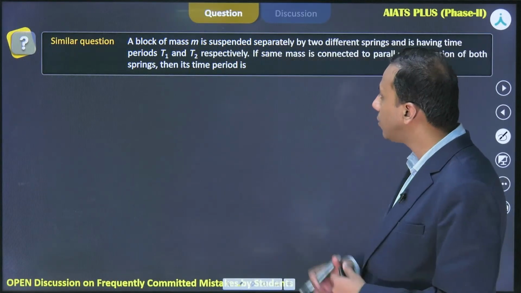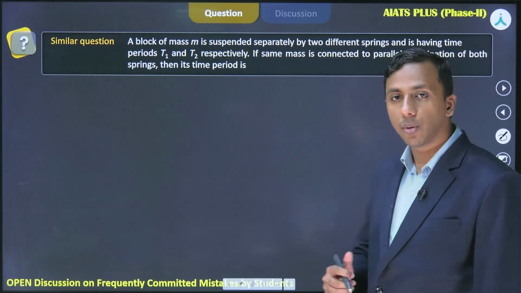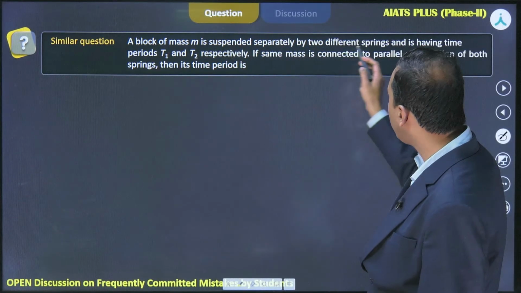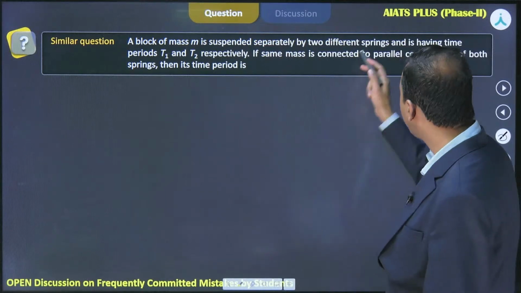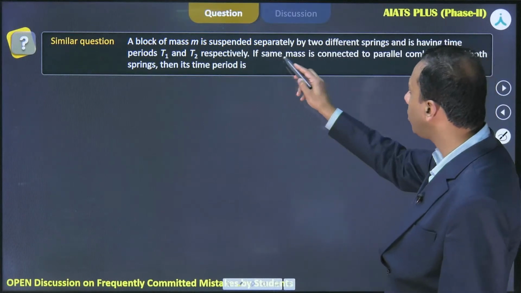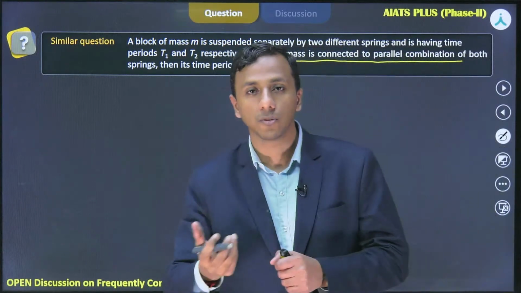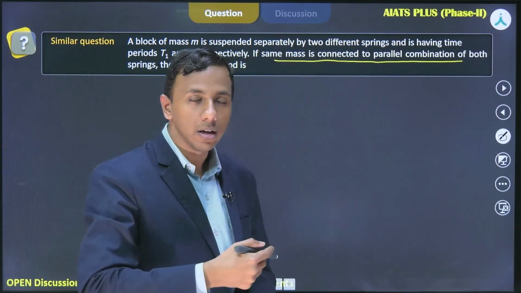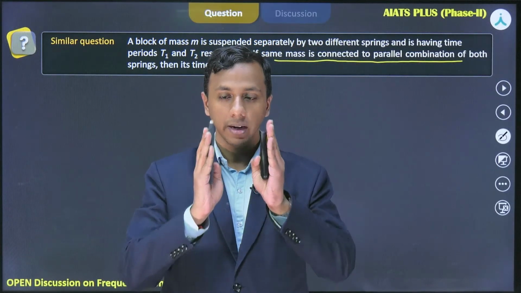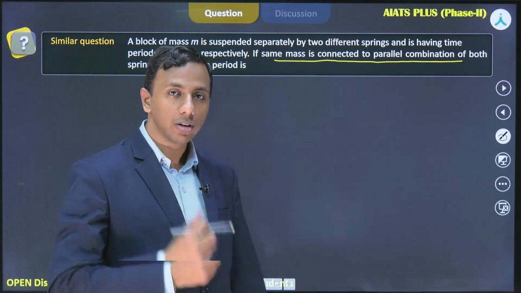Let's move on. Now see, another question I have framed over here, a little simpler, or you can say a little equivalent to the previous question, but a little different also. How? The same block suspended in the same way to the same two different springs, and they have the same time periods T1 and T2, right? But something is different. What? The same mass is connected to a parallel combination of both springs. So initially there was a series combination, now there is a parallel combination. If this is one spring, this would be the other spring, and they have to be connected in parallel, not in series. So in parallel combination, how would the diagram look?